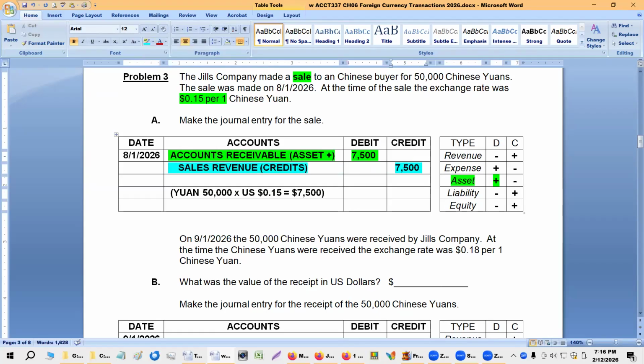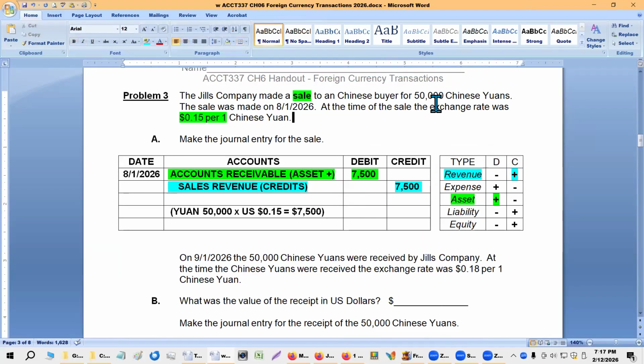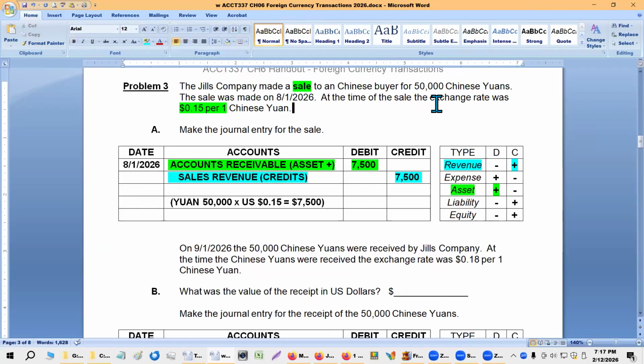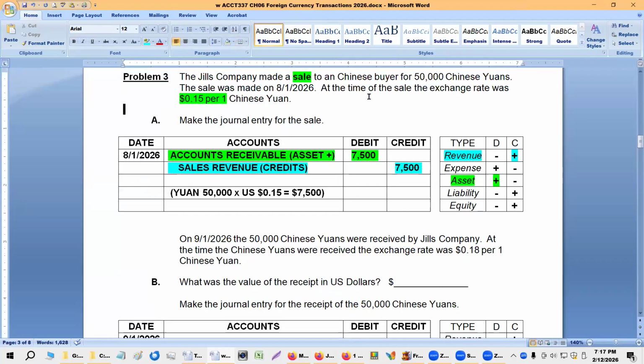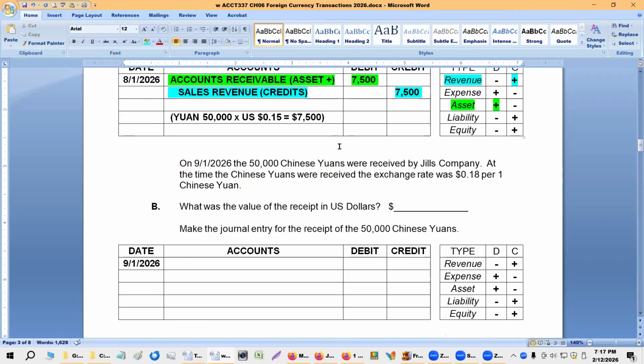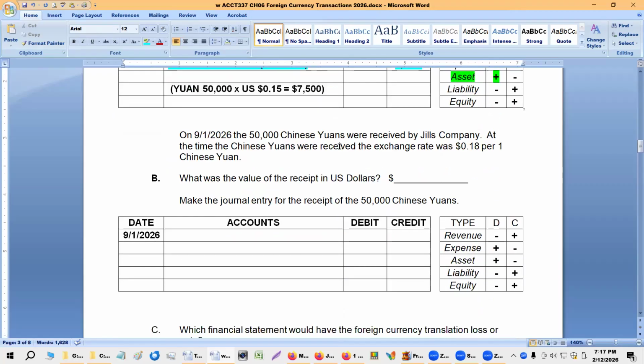And again, while our books are in US dollars, they actually don't owe us US dollars. They owe us 50,000 yuan. So even though it's in US dollars, when we actually make the deal, it's not US dollars that are actually paying us. Okay. Oh, okay. So the yuan went up in value compared to US dollars.